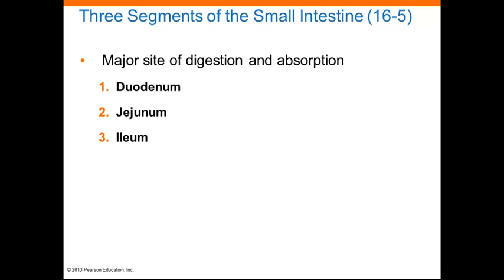The small intestine plays a key role in the digestion and absorption of nutrients. 90% of nutrient absorption occurs in the small intestine and the rest in the large intestine. The small intestine is about 20 feet long and 1 to 1.5 inches in diameter. It's made up of 3 segments: the duodenum, the jejunum, and the ileum.